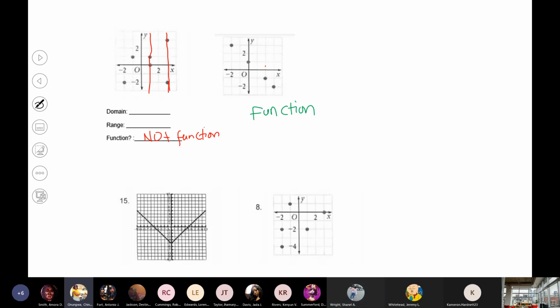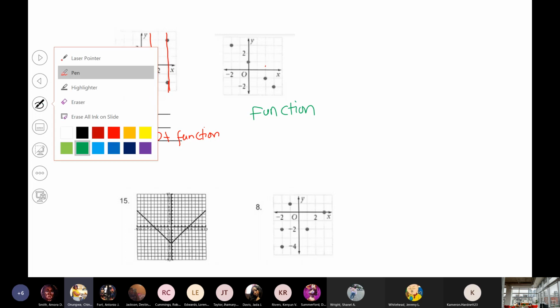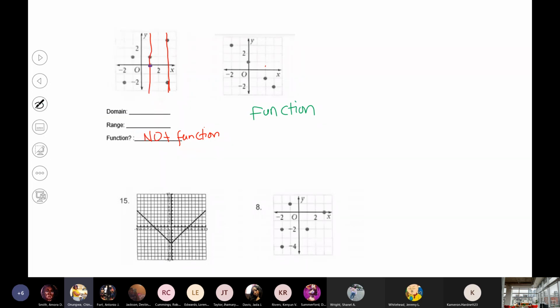Hold on. If you can draw a straight line through and it only touches it one time, it's a function. If it touches it more than one time, it's not a function. Does that make sense? So we said this first one was not a function because it touched two times, right here and right here. And over here, it touched two times, right there and right there. My little line had more than one output for every one input.